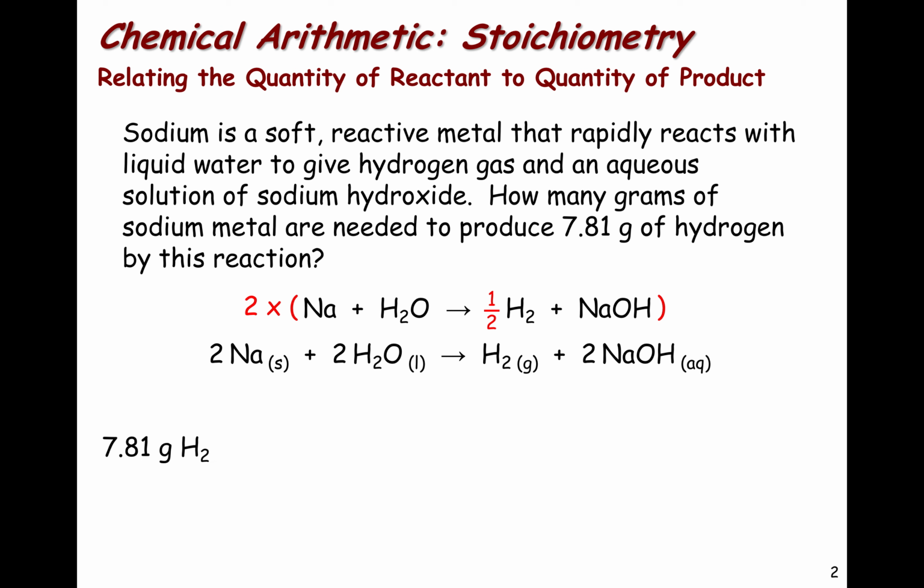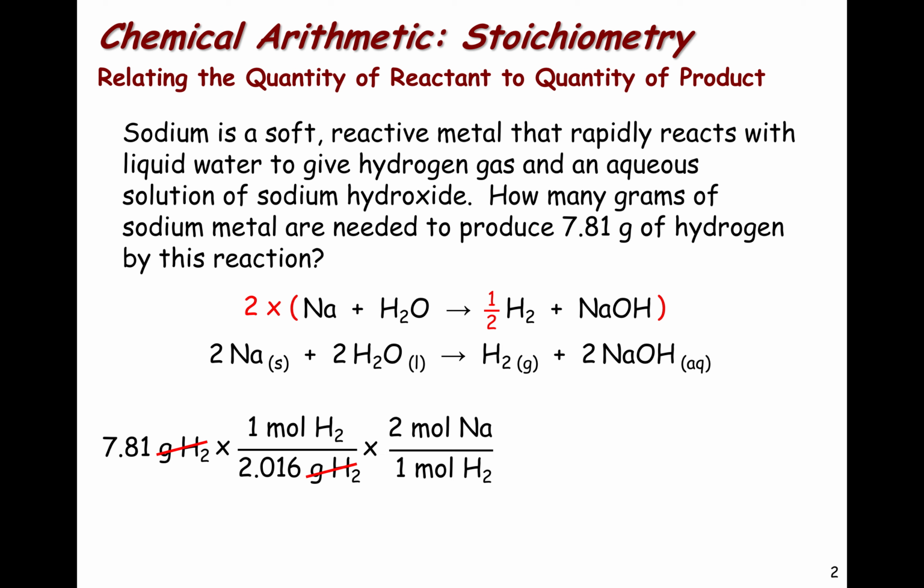At this point, we're going to start with the given in the question, which is the 7.81 grams of H2 gas. We need to first convert that into moles by using the molar mass of H2. We then cancel the grams of the hydrogen. This gives us the moles of H2, but we need to then do the stoichiometric ratio between the H2 and the goal of the question, which is the sodium. So that ratio is 2 to 1 from the balanced chemical reaction. And so that cancels the moles of H2.